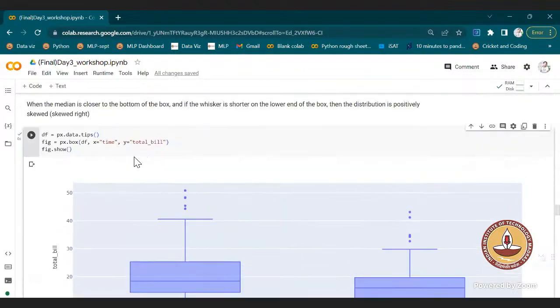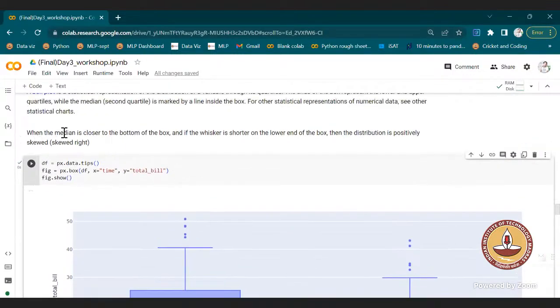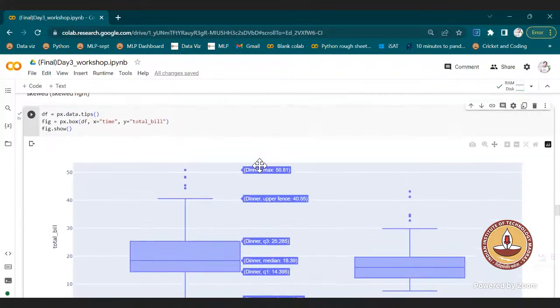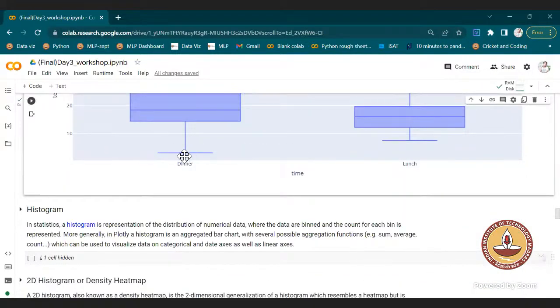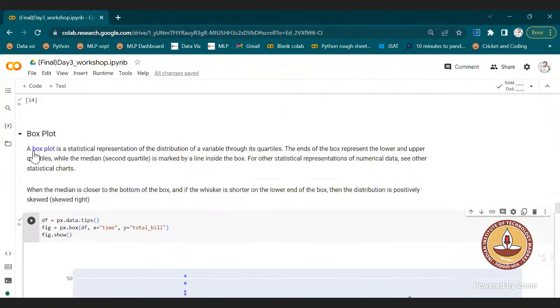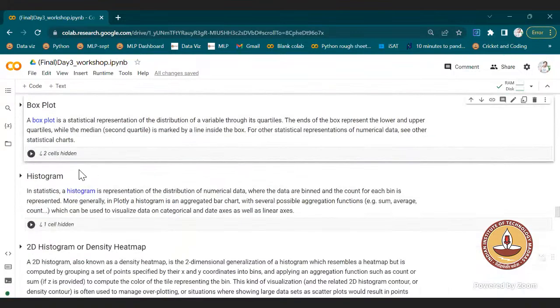I think this type of graph you will see in every library, like Matplotlib or Seaborn. So when the median is closer to the bottom of the box, and if the whisker is shorter on the lower end, then the distribution is positively skewed. So that's the thing here. You may need to plot this box plot in the ML course.